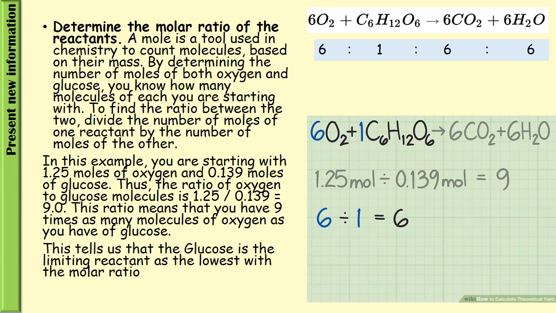So one way we can do this is that we know that 6 moles of oxygen react with 1 mole of glucose. So let's take 1.25 moles of oxygen and divide by 6 to tell us how many moles we need of glucose. So if we do 1.25 divided by 6, this gives us a mole number of 0.21. That is more than the number of moles of glucose that we have, which is 0.139. So this tells us that glucose is the limiting reactant.